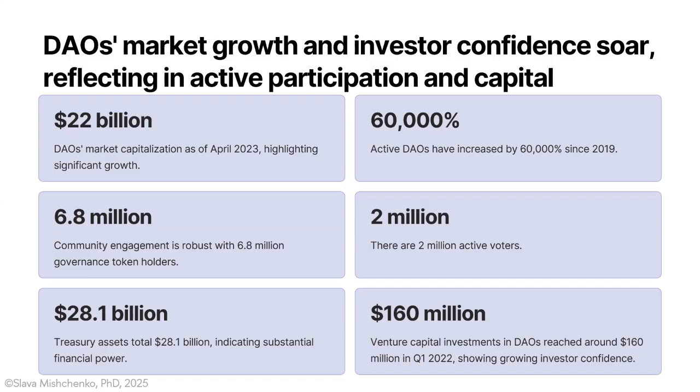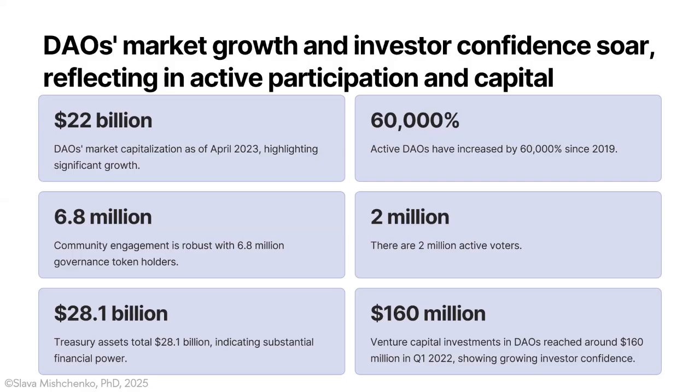Now let's look at community engagement. For example, with 6.8 million governance tokens holders and 2 million active voters, we're seeing, I think, unprecedented levels of direct participation in organizational decision making, and that is really exciting. That's about these numbers. They represent real people taking active roles in governance.